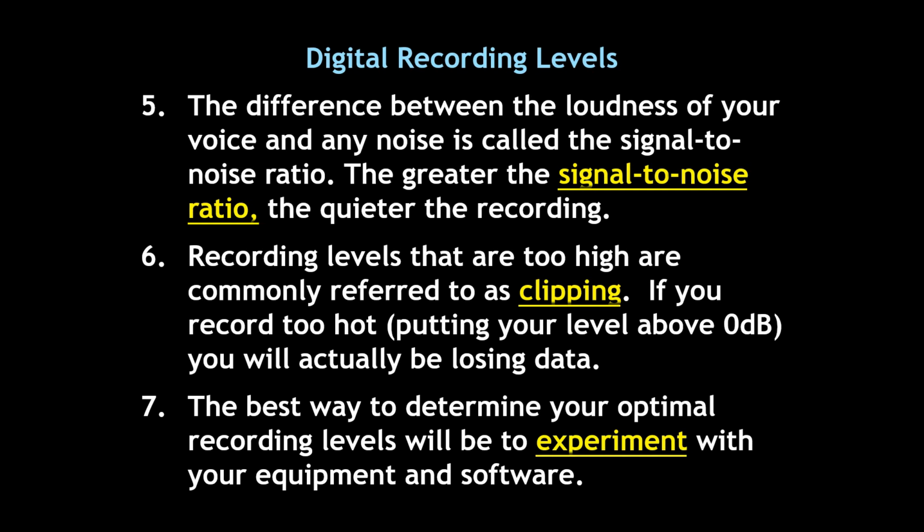Recording levels that are too high are commonly referred to as clipping. If you record too hot, in other words, if you're consistently going over 0, you will actually be losing data. Don't go over. Stay in that sweet spot, -15 to -3. The best way to determine your optimal recording levels will be to experiment with your equipment and software. Again, it's a trial and error sort of process.